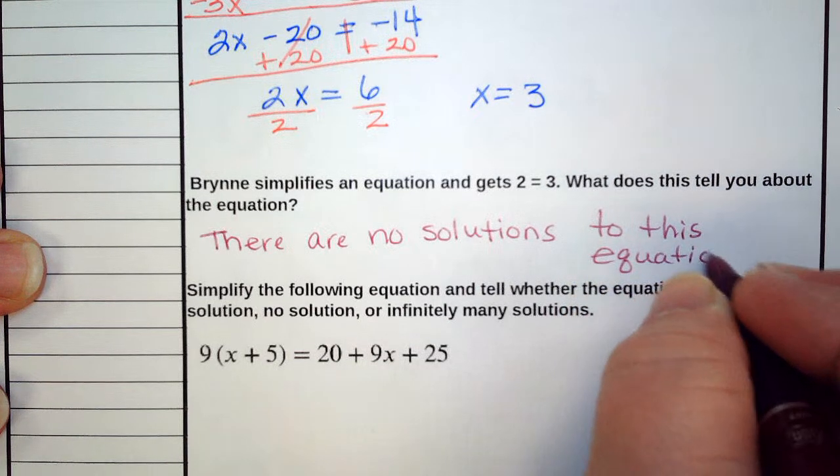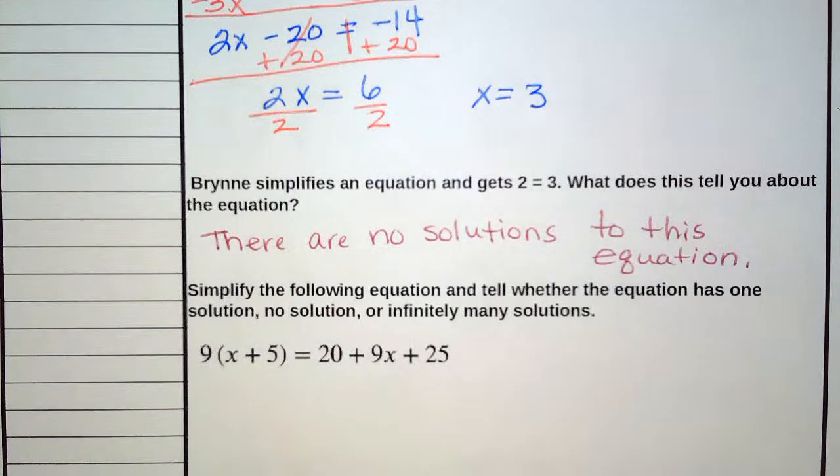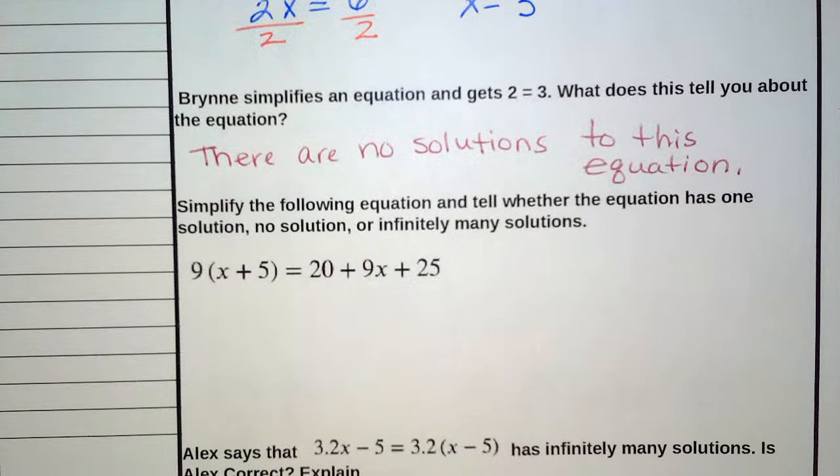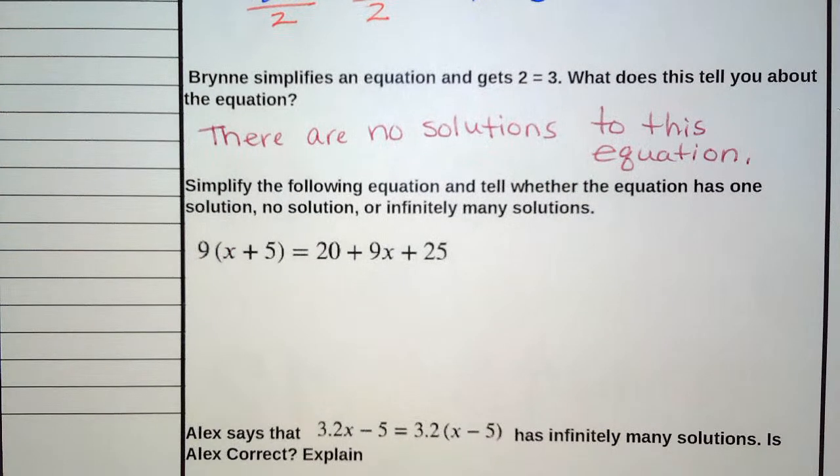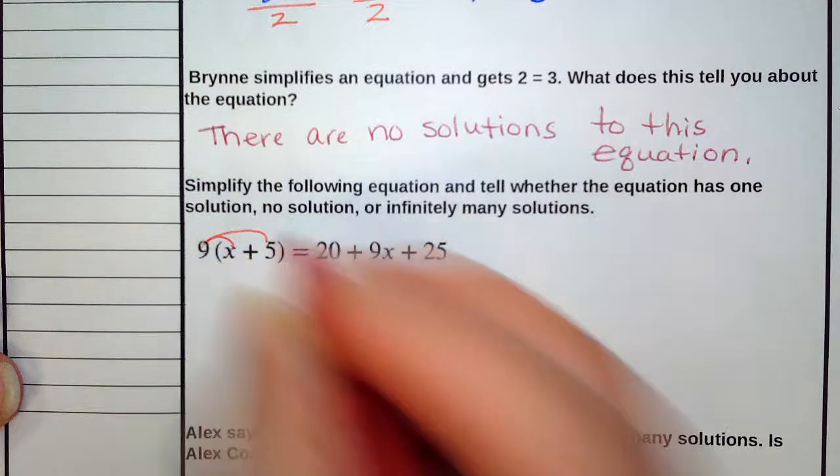Okay. Now, when we get ready to determine, we actually try to solve the problem. Then we'll look at what we get and determine if there's one, none, or infinite number of solutions. So as we solve the next one, we have to distribute.